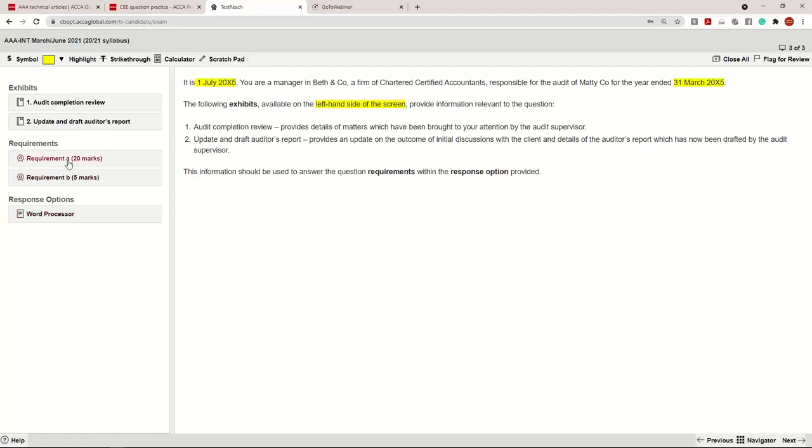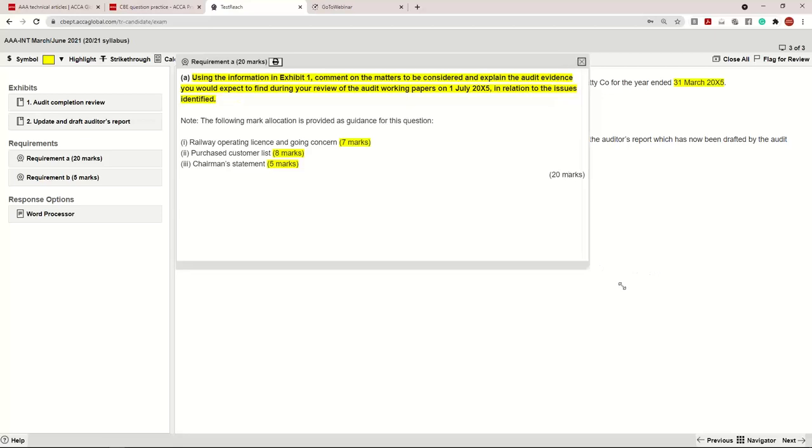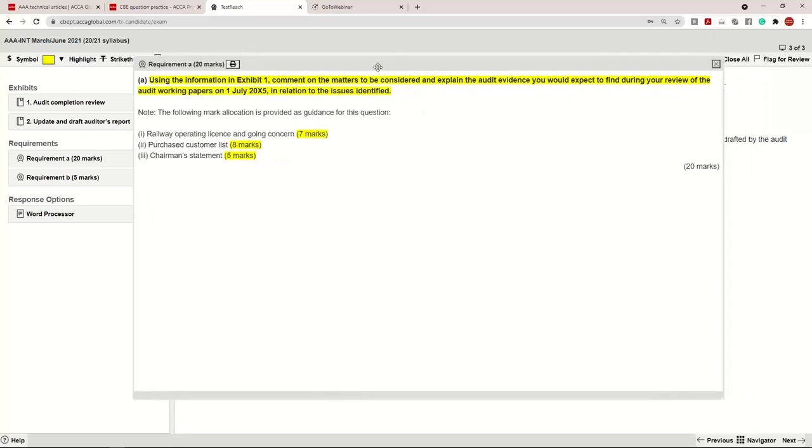Now requirement A for 20 marks is a completion requirement. Requirement A is from exhibit number 1, and requirement B is from exhibit 2. Now, whenever you look at question 2 and question 3, it's so simple, because when you have two exhibits and two requirements, it's very sure that one exhibit has one requirement and the second exhibit has the second requirement. So look at the first requirement on your screen. The first requirement is right here. See this? Using the information in exhibit 1. So is the examiner saying that requirement A is for exhibit 1?